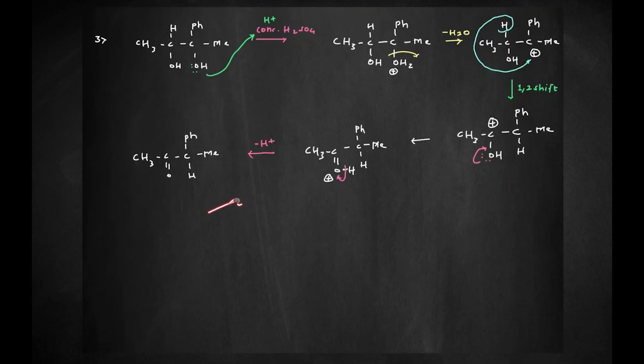So please remember two important things. Number one, always form the more stable carbocation, and number two, migratory aptitude. You have to migrate first hydrogen, then aryl group, and then in the last you have to shift the alkyl groups.